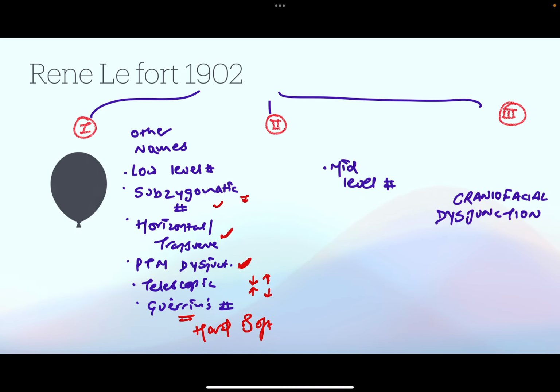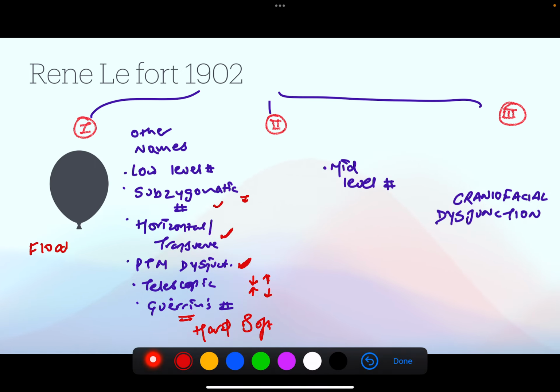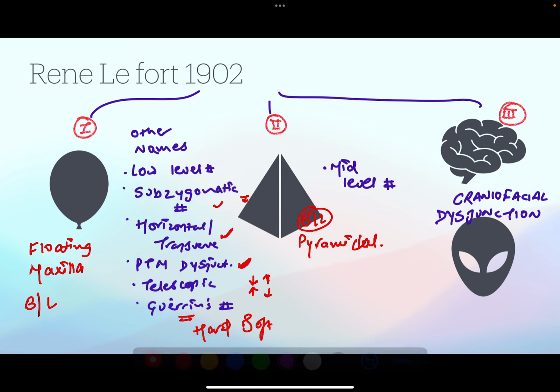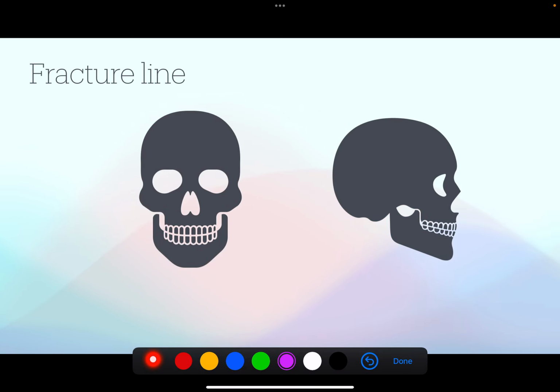Also, the Le Fort 1 has been described as a floating maxilla, like a floating balloon, when it is bilateral Le Fort 1. For the Le Fort 2, it is mid-level or pyramidal because of the fracture line, and pyramidal also when the fracture is bilateral. Now coming to Le Fort 3, which is basically craniofacial disjunction. For the fracture line, Le Fort 1 we know the low level or horizontal, Le Fort 2 the pyramidal, and Le Fort 3 will be craniofacial disjunction. So this is Le Fort 1, Le Fort 2 and Le Fort 3.